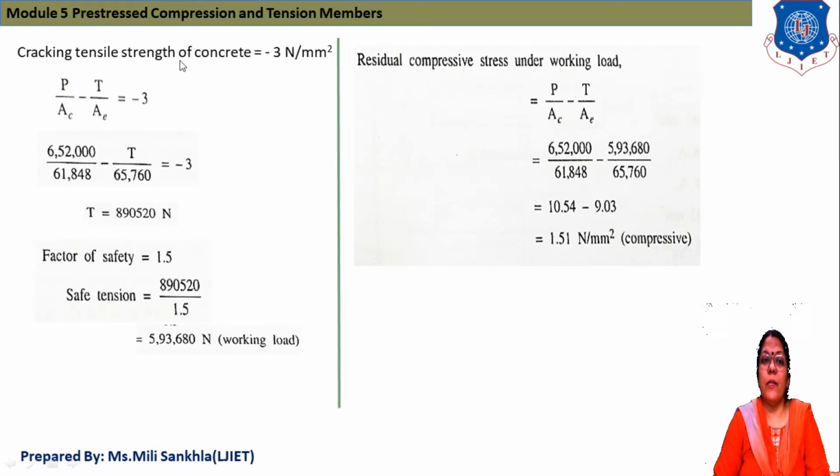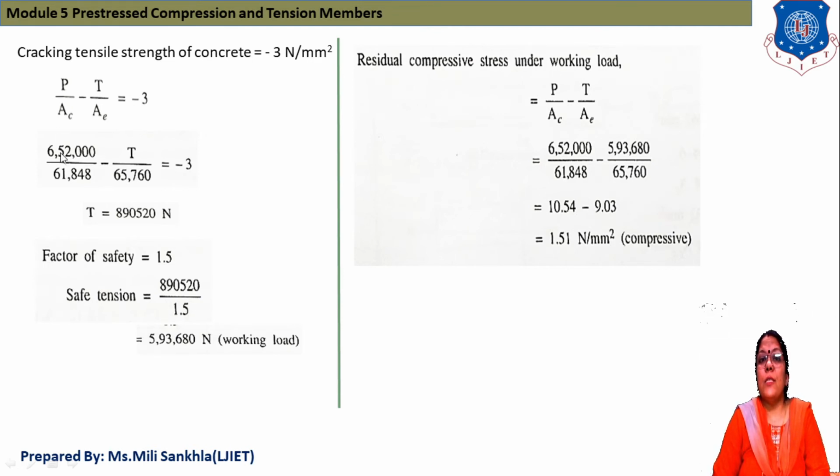Okay, this is given in the data. The cracking tensile strength of concrete is minus 3 Newton per mm square. P by AC minus T by AE. That means in this example the tensile strength is given, so we can't take it as 0. Okay, here the value is given, tensile strength 3, and we take minus.